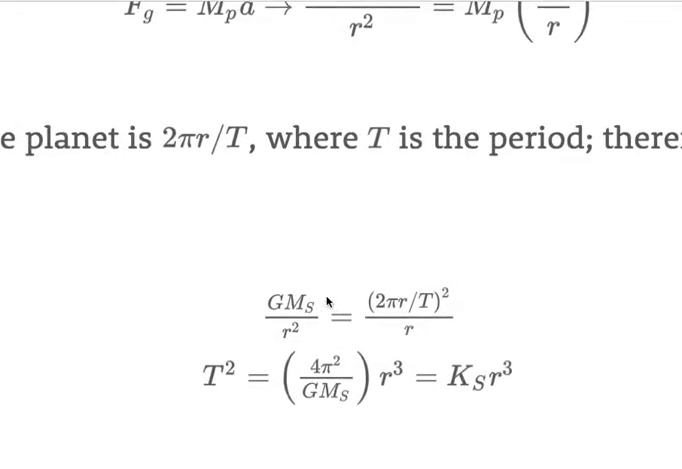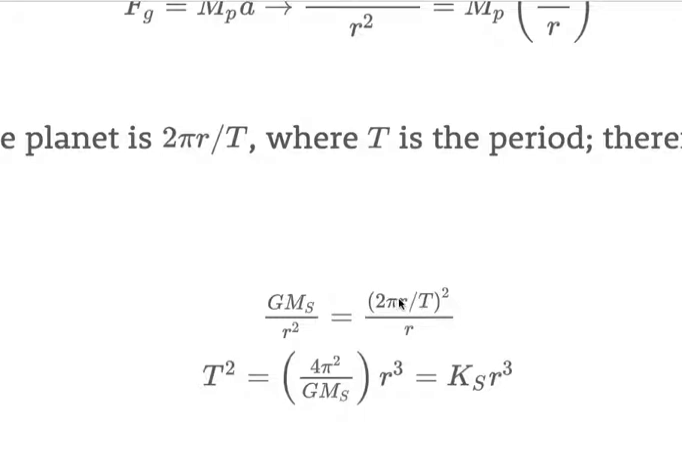So we know that the speed of an object is 2 pi r over the period. We've done that because 2 pi r is the circumference, that's the distance traveled, and this big T is the time for one revolution.